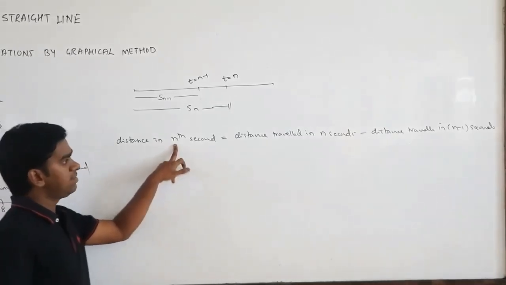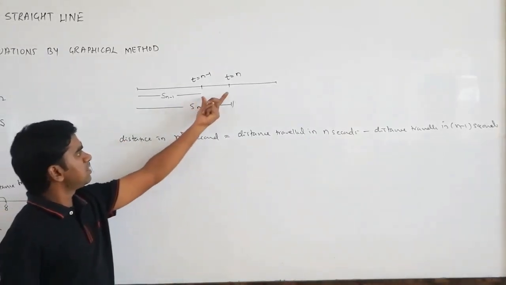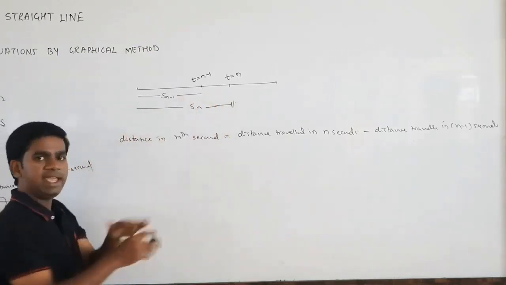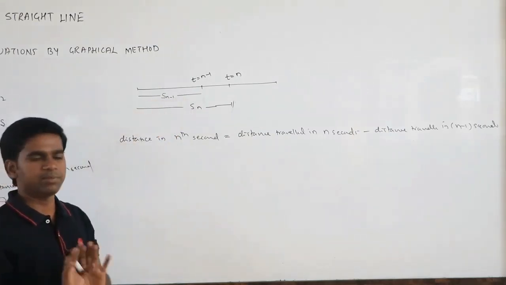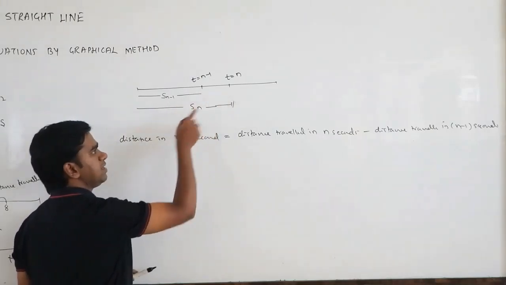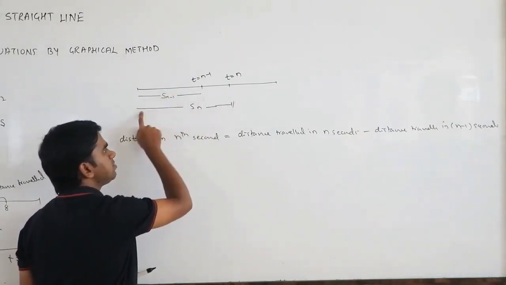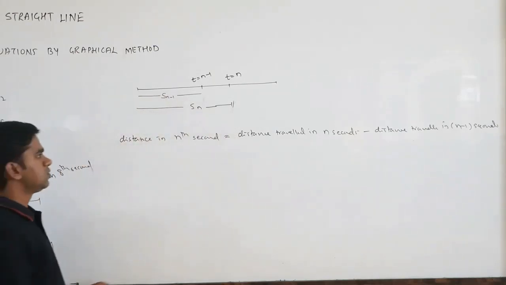Here I am writing nth, here I am writing n seconds. It means distance traveled in the 8th second is equal to distance traveled in 8 seconds minus distance traveled in 7 seconds. Getting my point? If you want to know distance traveled in the 8th second, you have to subtract distance traveled in 7 seconds from distance traveled in 8 seconds. Okay. So what can you write?